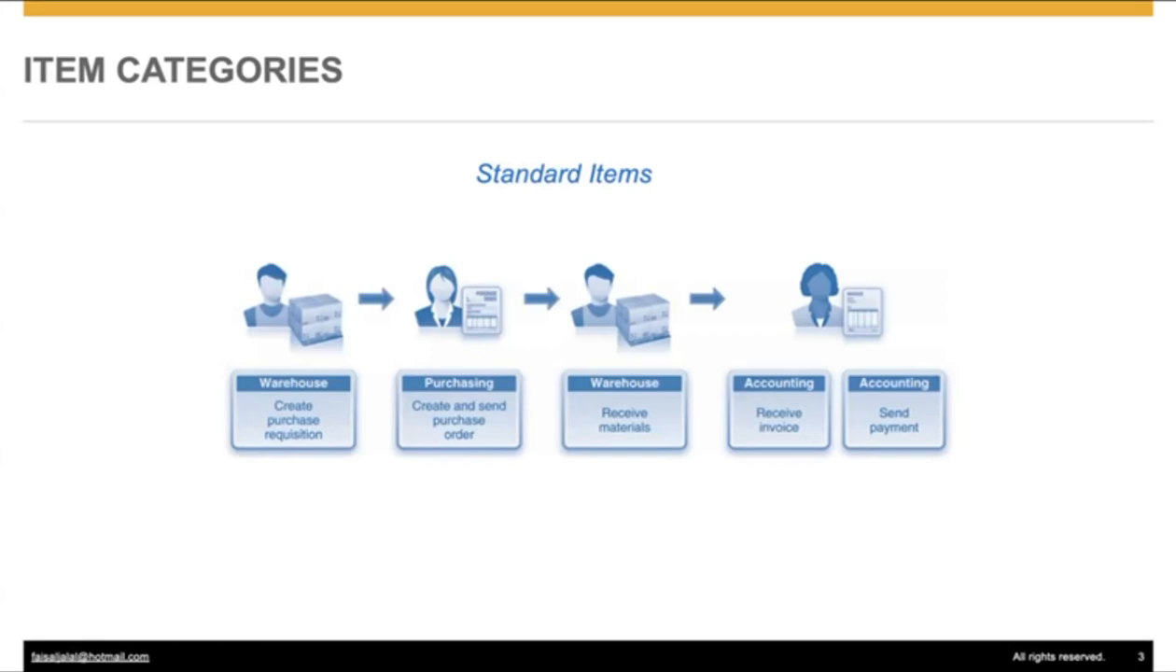Standard items are the most common, and the process used to procure them includes the steps portrayed in this figure. The initial step is to create a requisition, which is then converted to a purchase order and sent to a vendor. When the vendor receives the purchase order, it ships the materials, which the ordering party receives via the goods receipt step. The ordering party also receives an invoice and it makes a payment to the vendor.